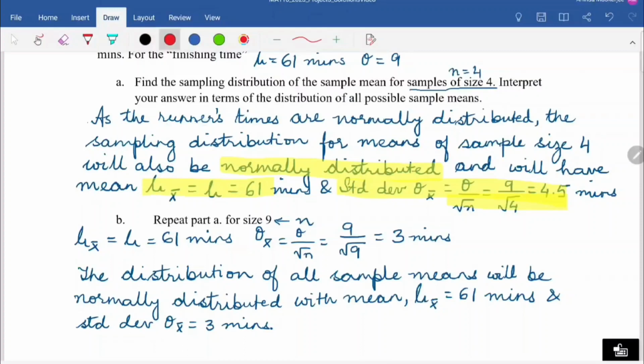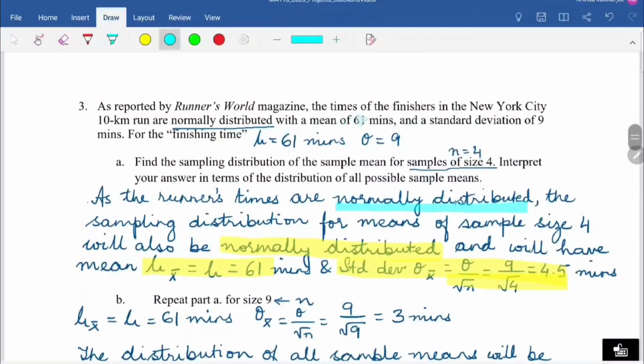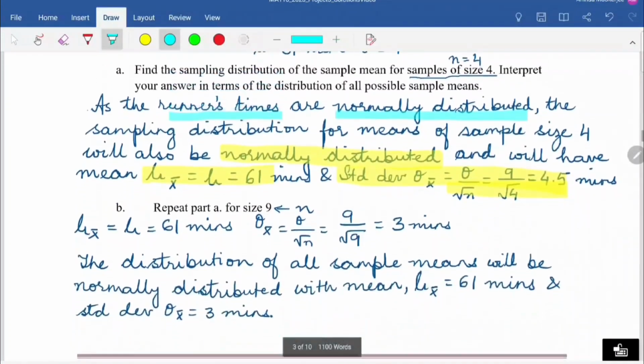So the way I've written out the answer is, as the runner's times are normally distributed. It's normally distributed. How do I know that? Because it's given in the question. It says here, are normally distributed. So that's how I know it.